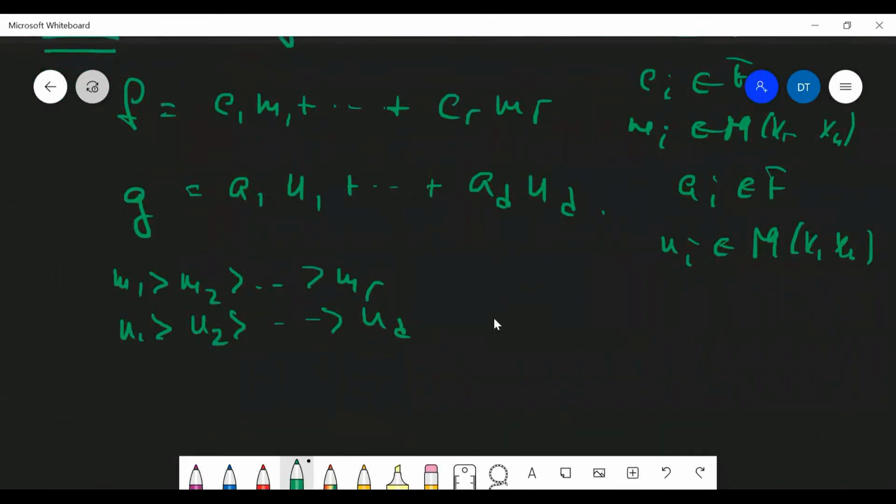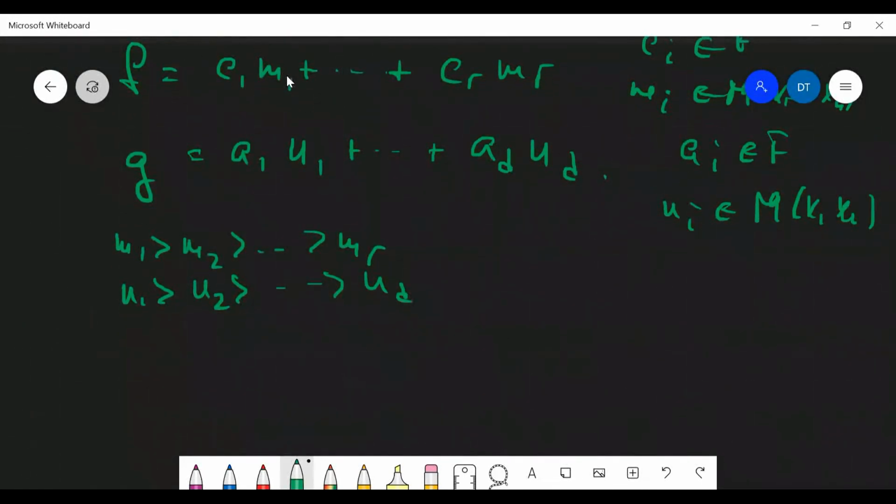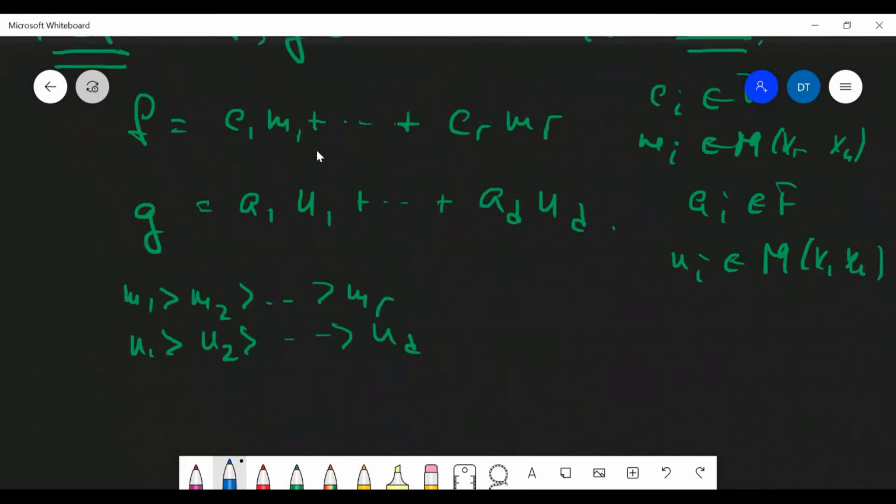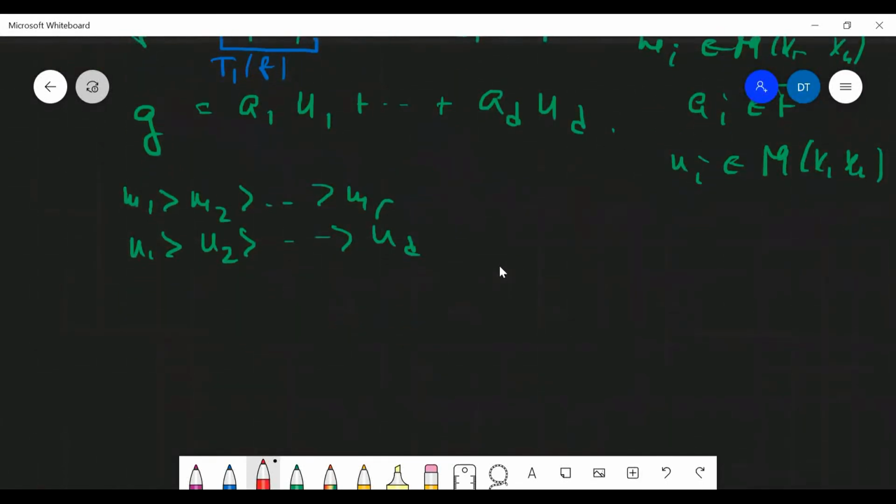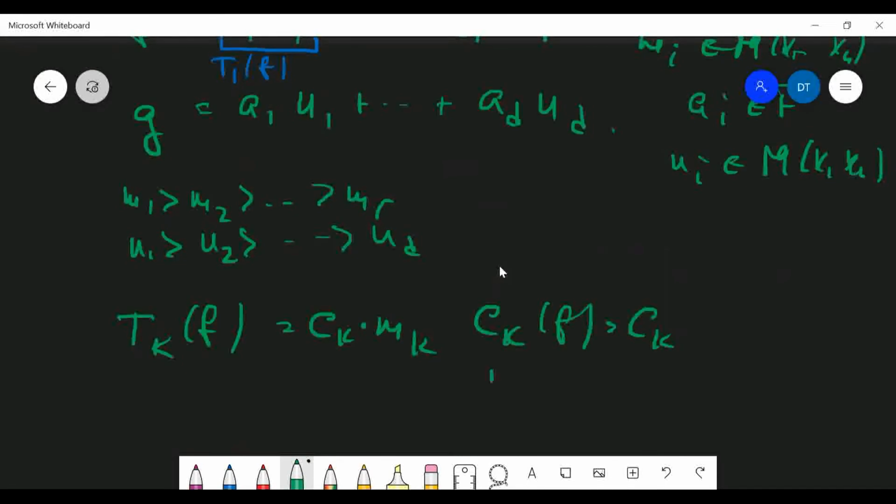Here is the third definition. So in this case, we already have the notation. This part is called T1 of f. This part is called C1 of f. And this part is called M1 of f. So you may extend this definition to all the other terms. For example, T2 will be the second term, T3 will be the third term, etc. So let me write this down here. Tk of f will be Ck times Mk, and Ck of f will be just Ck, and Mk of f will be just Mk.